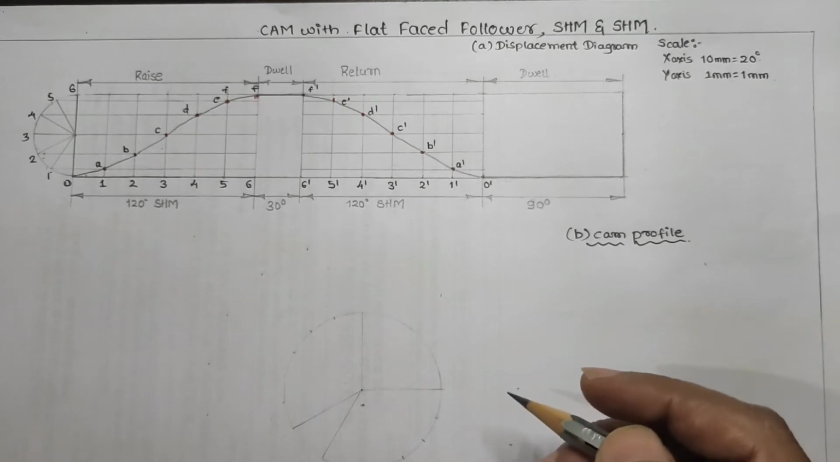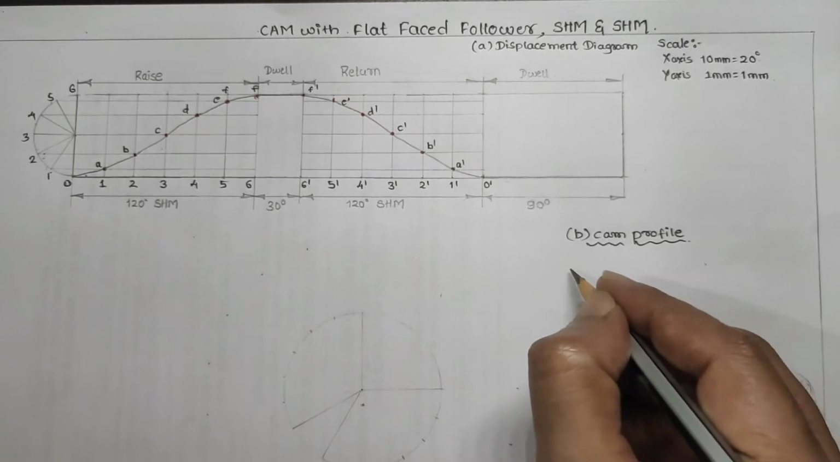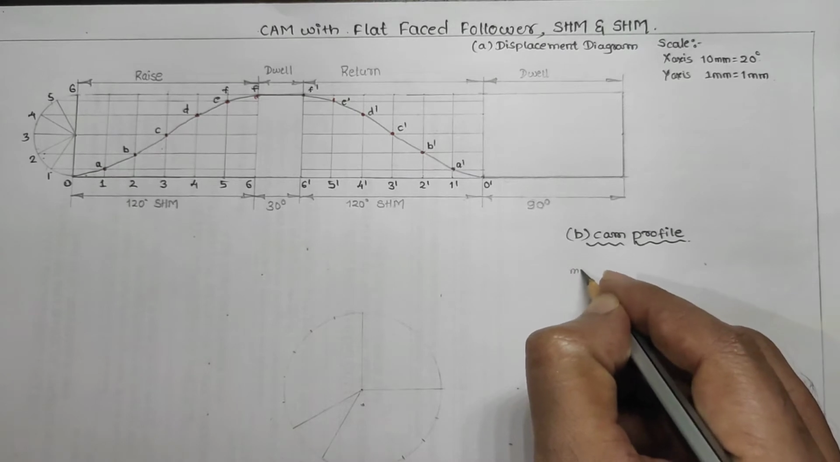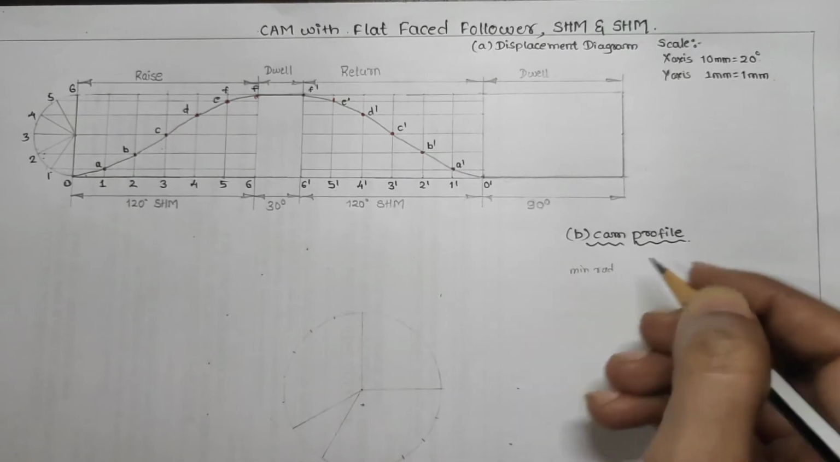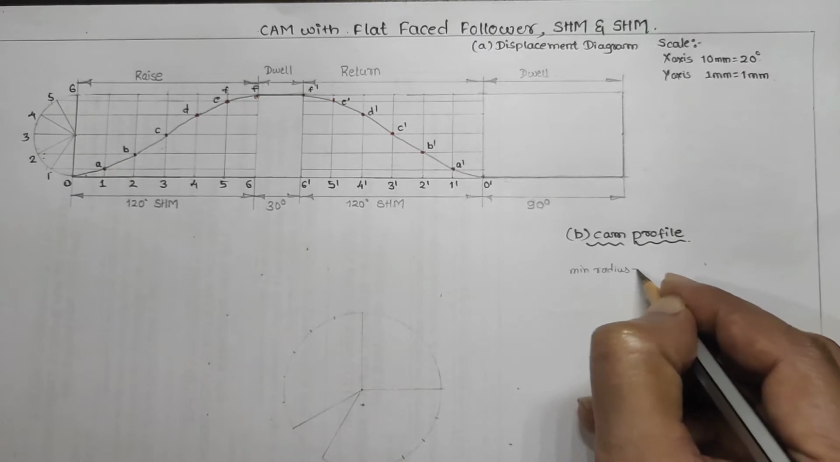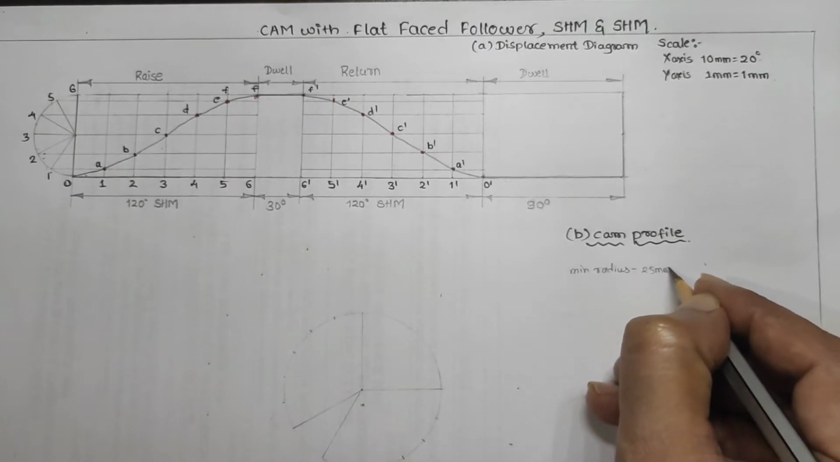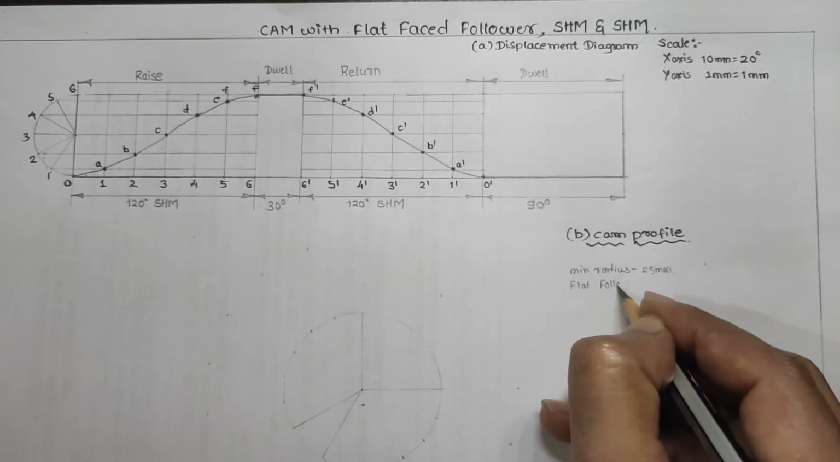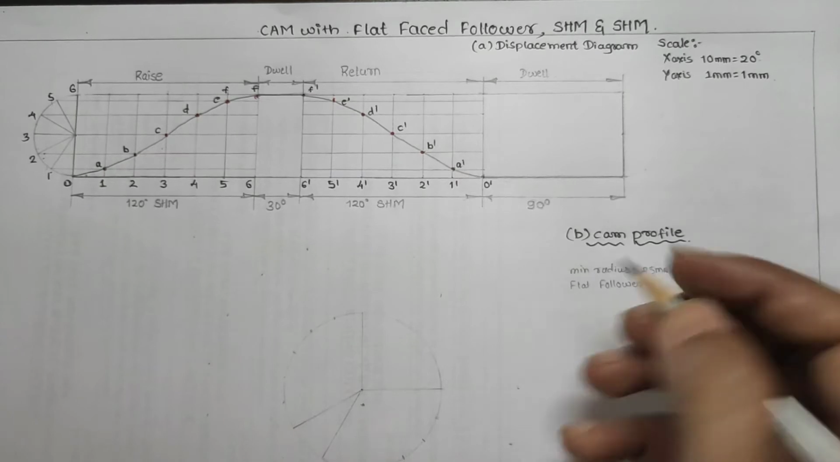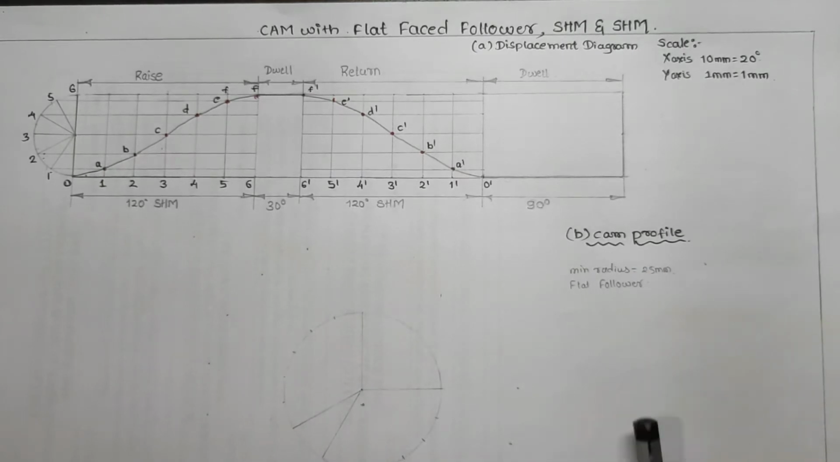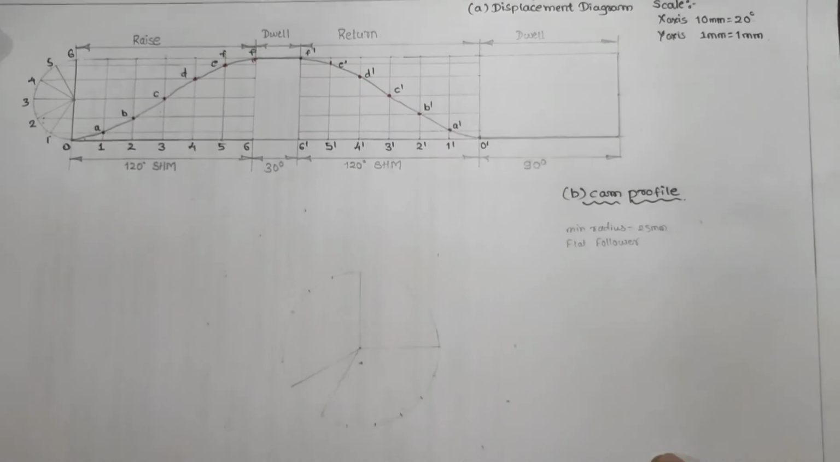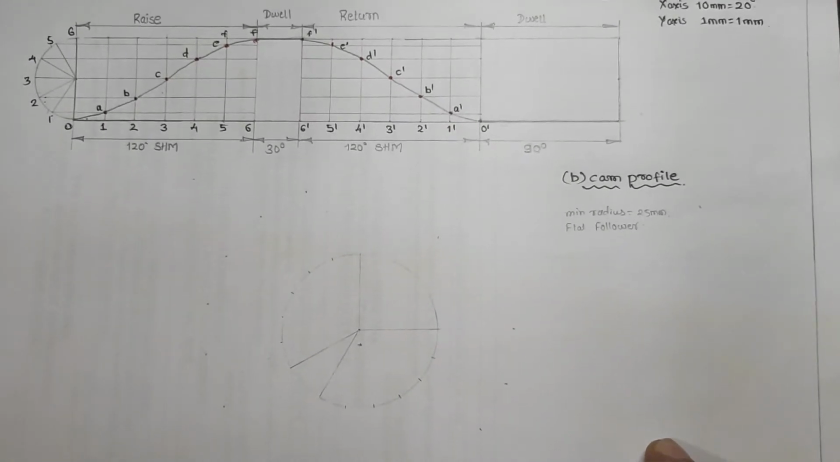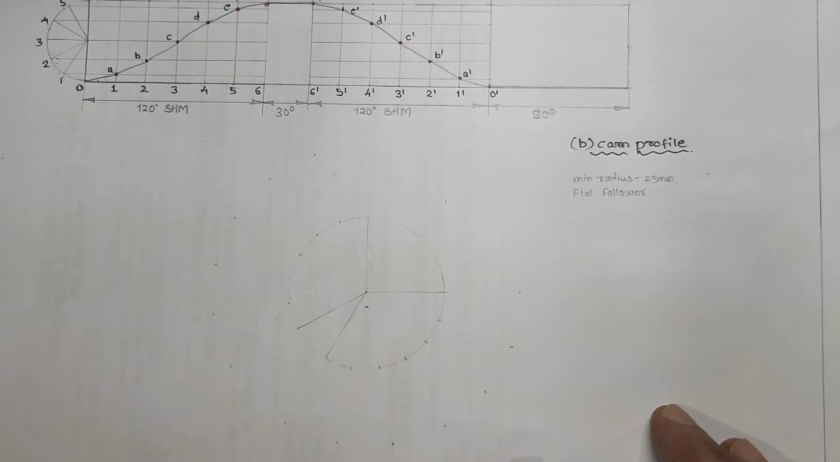So the cam profile data he has given, we are going to write. Here the minimum radius is equal to 25 mm, and it is a flat follower. How the flat follower has to be drawn, I am going to explain to you. It is one of the easiest problems, and many a time asked in many university papers. Drawing of this diagram can be a little tricky, but you can draw it, no issues.